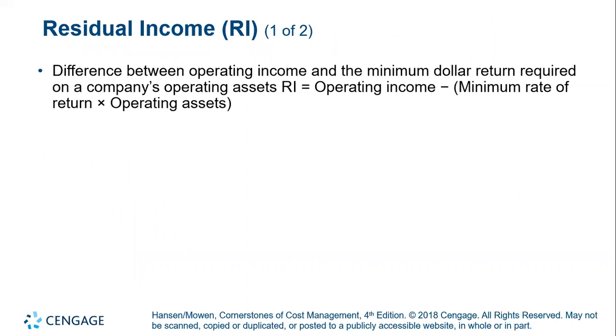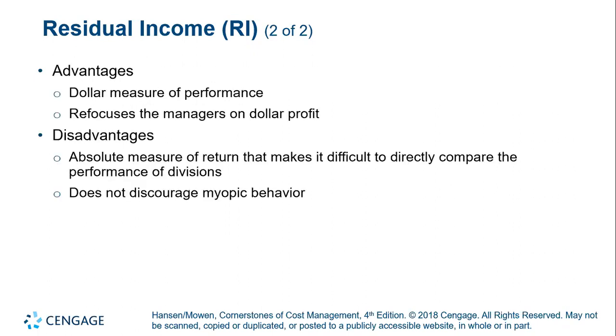Now, the second formula that we need to understand and use is residual income. It is the difference between operating income and the minimum dollar return required on a company's operating assets. Residual income is equal to operating income minus the minimum rate of return times the operating assets.